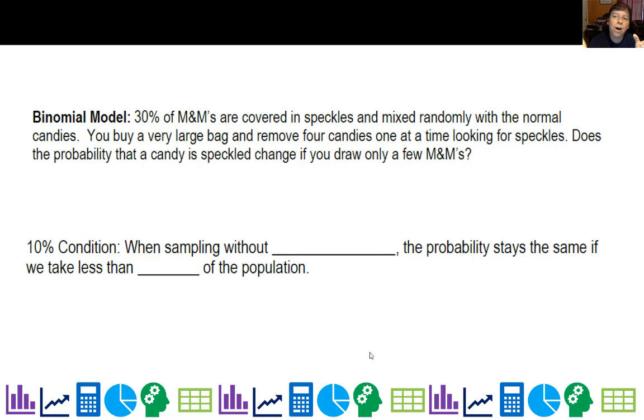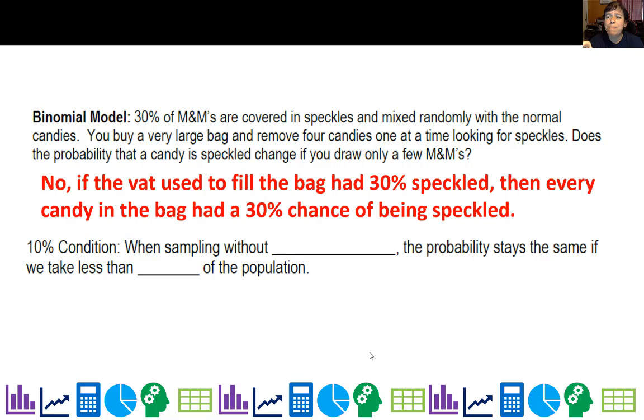Honestly, I don't know if it really matters if you draw from the whole bag or not, but definitely if we do a small percentage. But I'm going to say that when they manufactured it, that's where the 30% was set. Before they filled the bag, every M&M that went in there had a 30% chance of being speckled. So the probability doesn't change for any of the individual M&Ms.